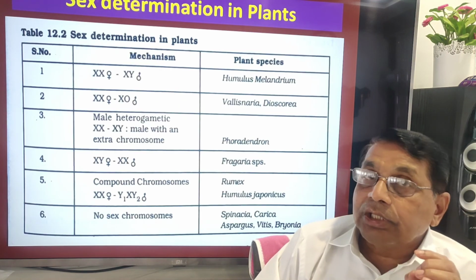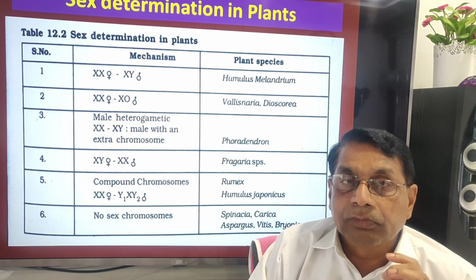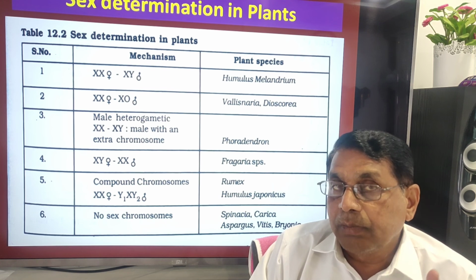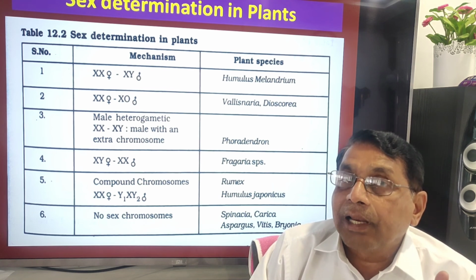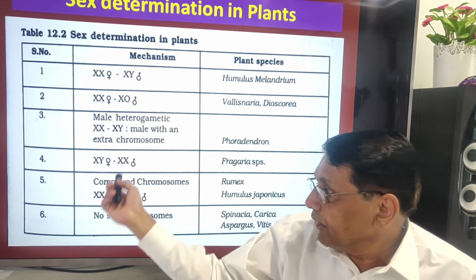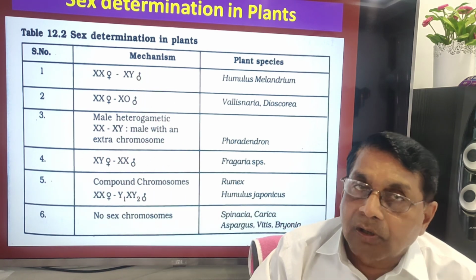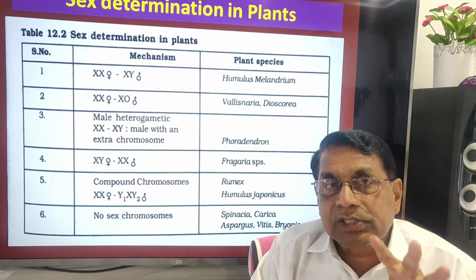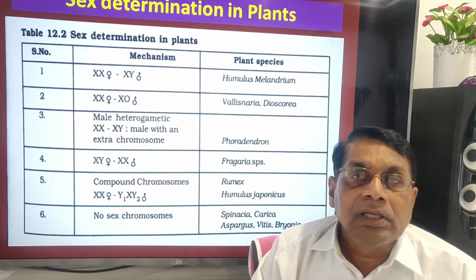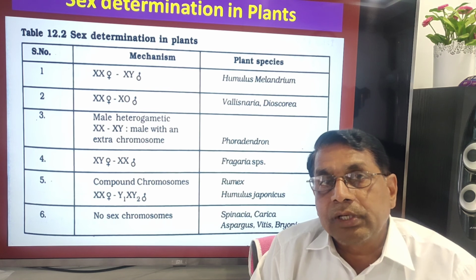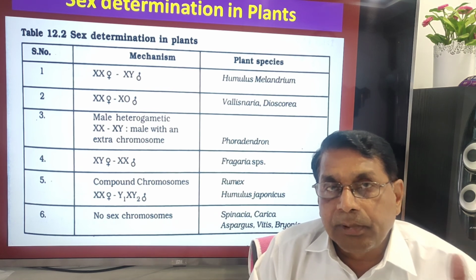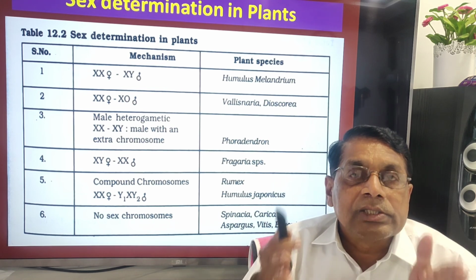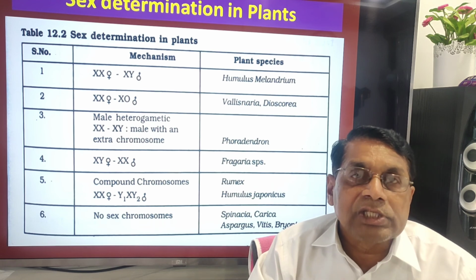Sex determination in plants. So far we have studied the sex determination in animals, but what is the case in plants? In plants also there is a lot of variation. Not all flowering plants are similar. The sex determination has been very well studied in dioecious plants, where the male and female flowers are produced on different plants. Male plant, female plant, male plant produces the male flowers. In such plants, sex determination has been studied because it is easy.